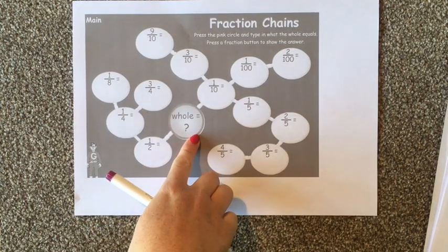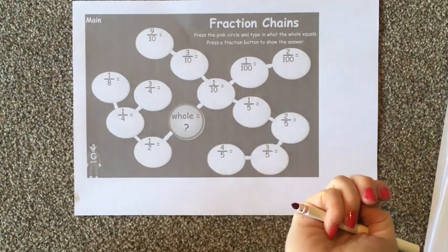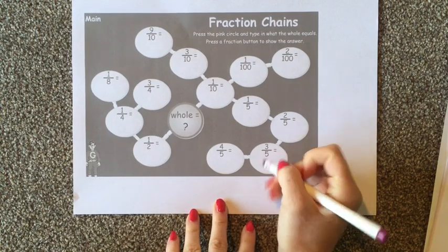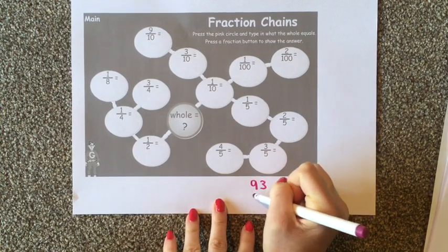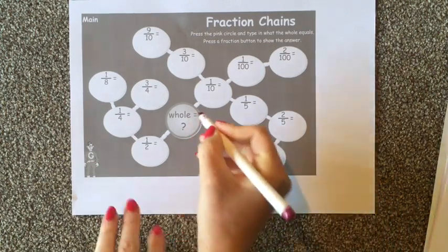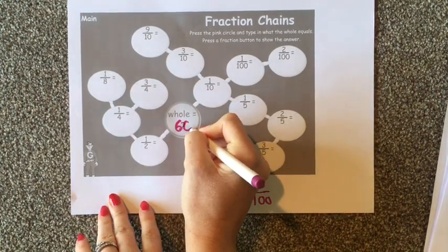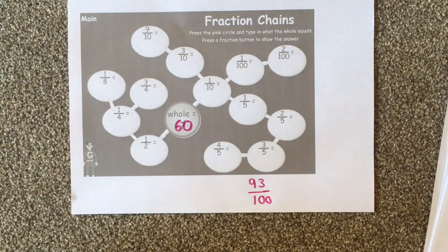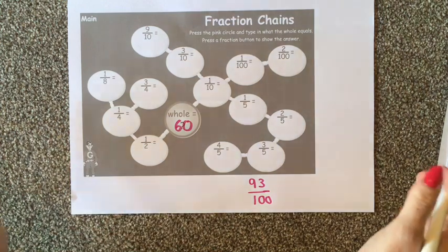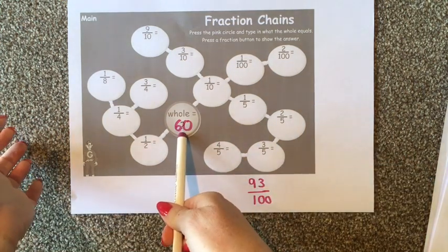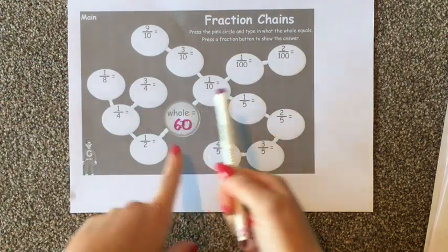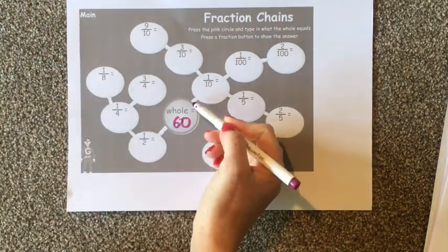So let's say that I'm trying to find, I might want to find 93 hundredths of 60. I could find any fraction using this method. So in my fraction chain, I put my whole number in the middle. So if I'm trying to find a fraction of 60, 60 goes in the middle. And now I follow the lines and work outwards.